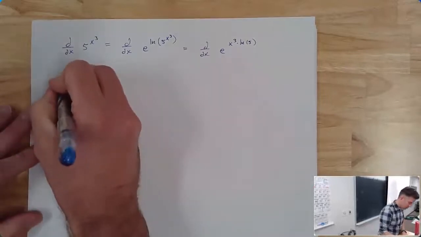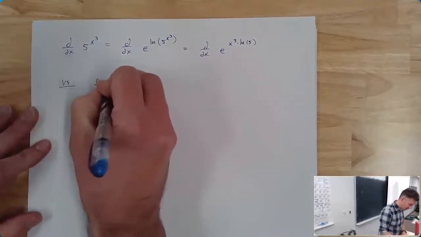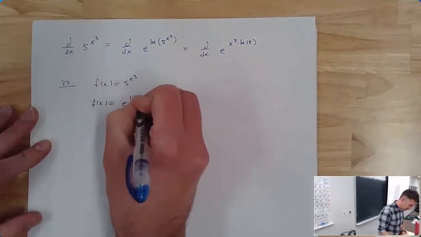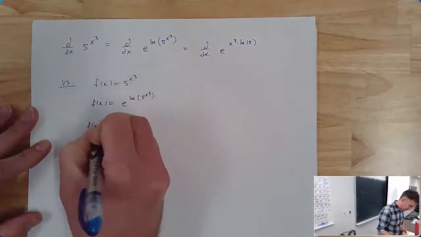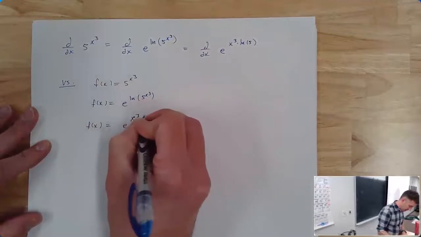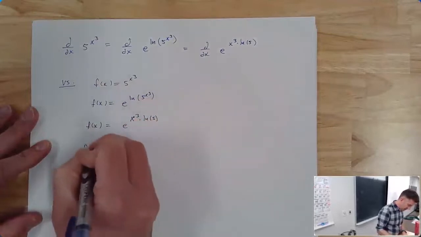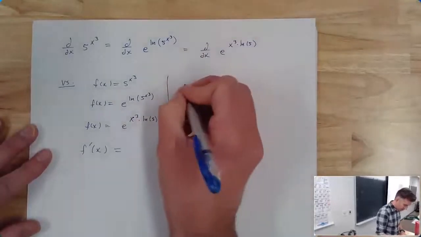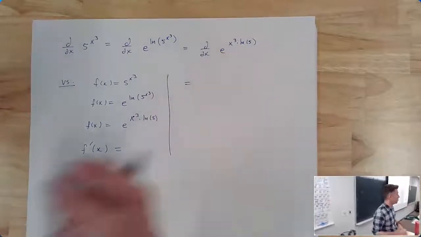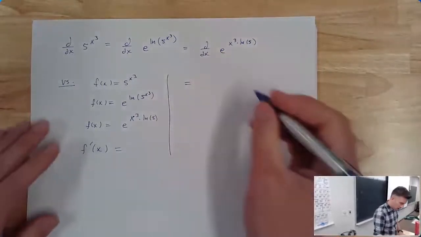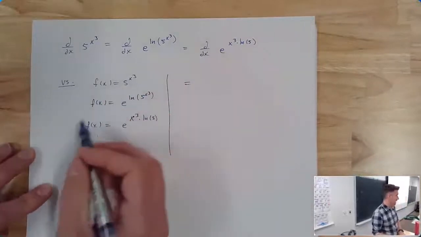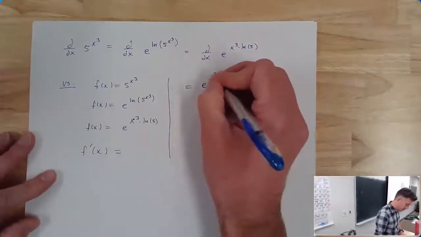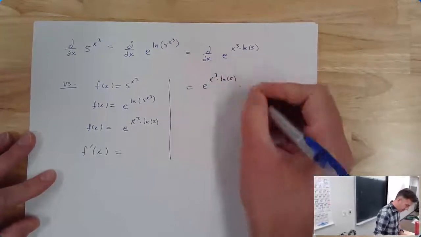Or, if you were going to write it as f of x equal to 5 to the x cubed, then you could write it as f of x equal to e to the natural log of 5 to the x cubed, and then as f of x equal to e to the x cubed times the natural log of 5. And then finally, at the next step, I'm actually going to take the derivative and not write the derivative symbol anymore. But make sure you're writing the necessary symbols as you go along. I'm not writing the derivative because I haven't done any differentiation. I've just done simplification. So here, the derivative of e to the stuff is e to the stuff times the derivative of the stuff.